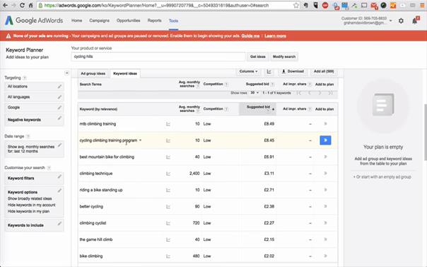Cycling, climbing, training program, again, very high. Best mountain bike for climbing, again, very high. But the problem is with these ones at the top here, the monthly search volume is very low. I try not to look at anything below 100.